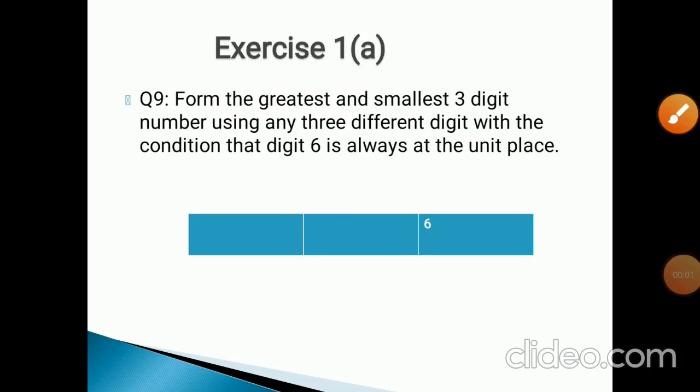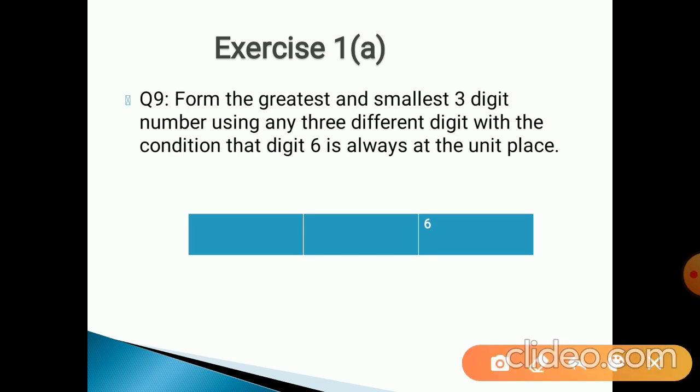Now we will solve some questions from your Exercise 1A from your Selena Classic book. We have covered questions from 1 to 8 in your exercise, in your assignment. Now we will do question number 9. Form the greatest and the smallest three-digit number using any three different digits with the condition that 6 is always at the unit place. In this question you have to form a three-digit number, and there is a condition that 6 is always at the unit place, or the ones place.